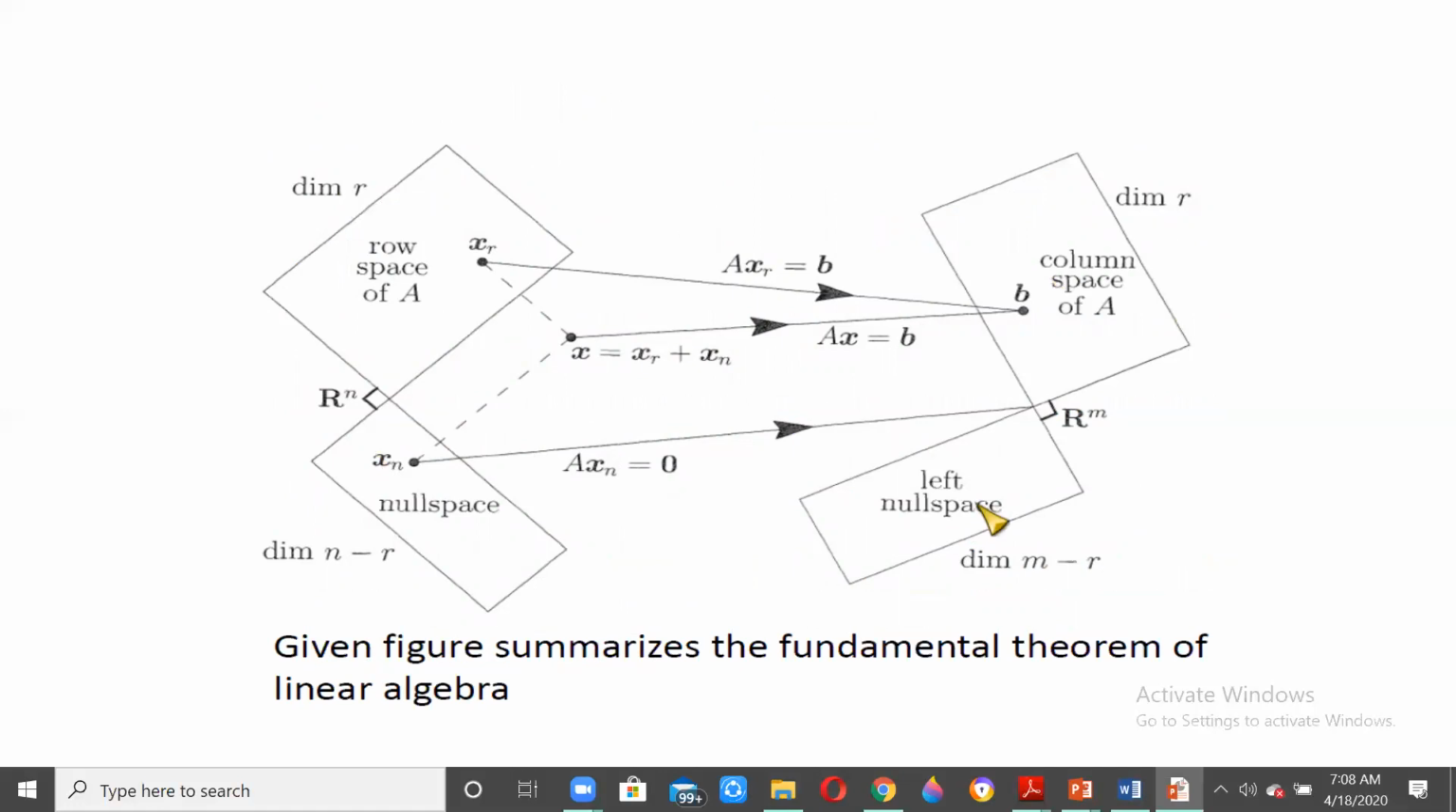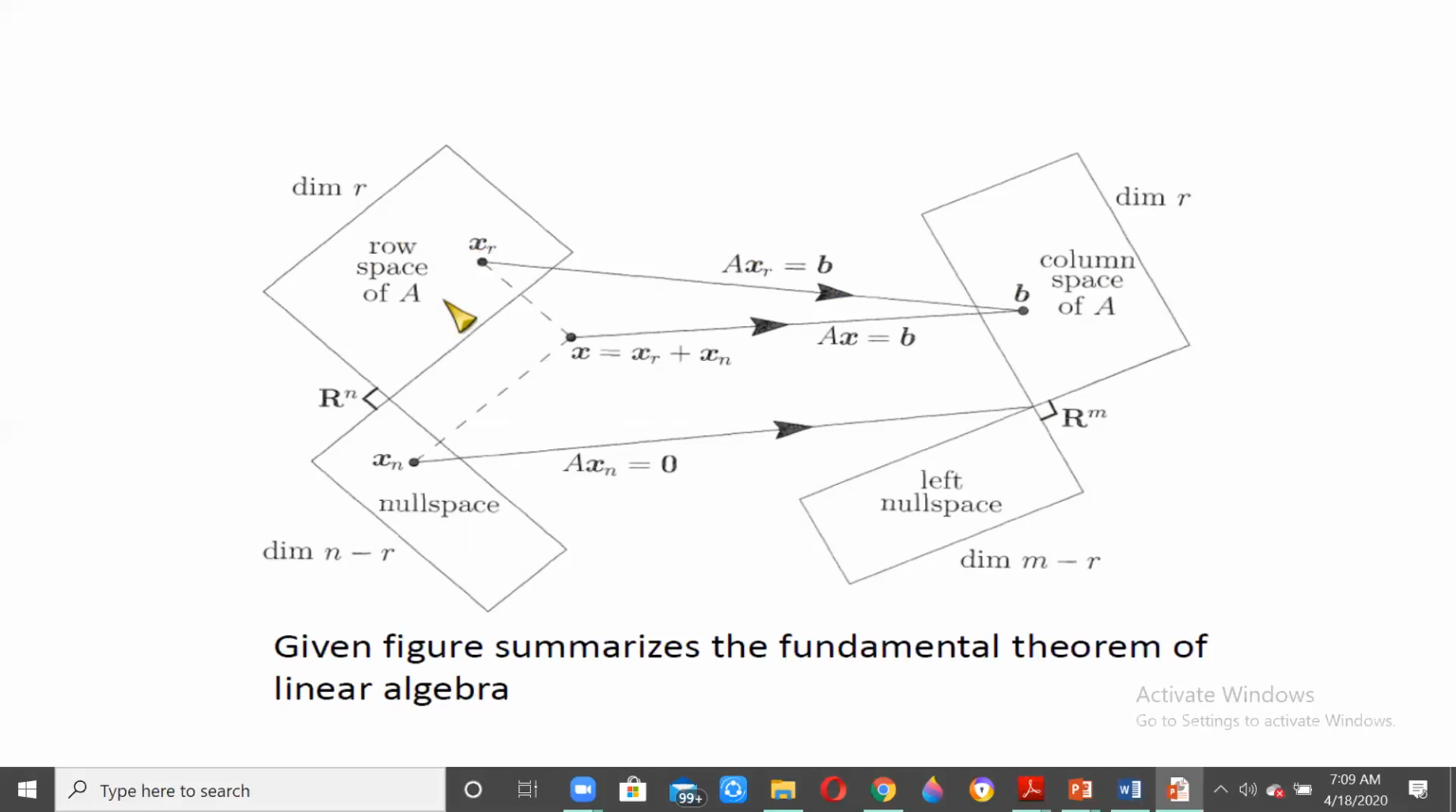column space is the orthogonal complement of left null space. So if you have a vector xr in the row space, if you have a point in the row space, this is mapped to a point in the column space of the matrix A, for a particular matrix A. The row space of A, if we have a point in the row space of A, then that is mapped to a particular point in the column space of A by means of Axr equal to b.